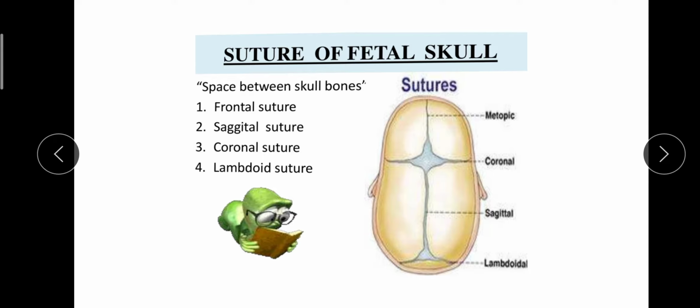Next, coming to the sutures of the fetal skull, very important ones. They come based on the bones. If you see here, this is called the frontal suture because it is joining two bones. Two frontal bones are joined together with the help of the frontal suture. One frontal and one parietal bone are joined with the help of the coronal suture. Two parietal bones are joined with the help of the sagittal suture. Parietal and occipital bones are joined with the help of the lambdoid suture. So there are four sutures in the fetal skull: frontal, sagittal, coronal and lambdoid.